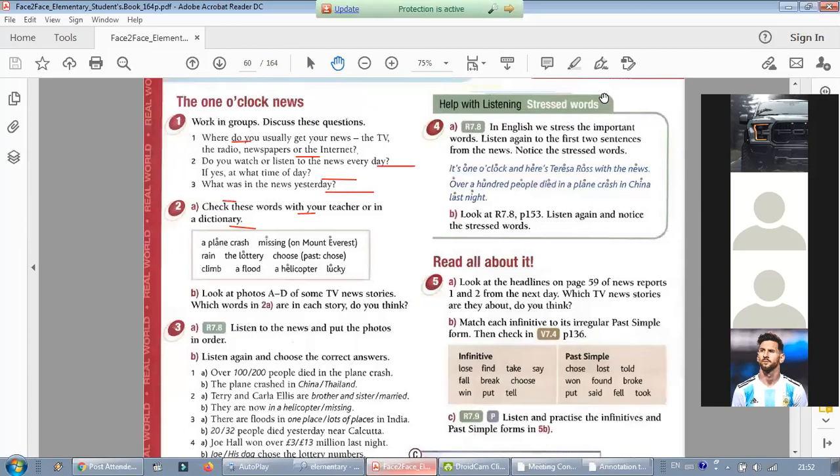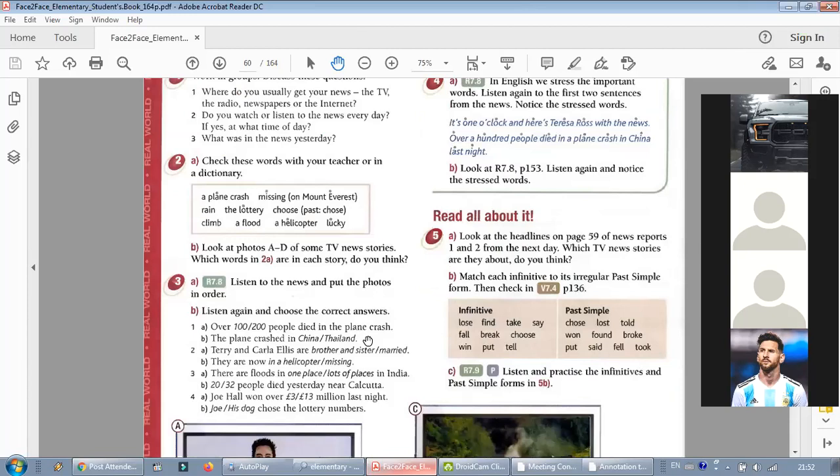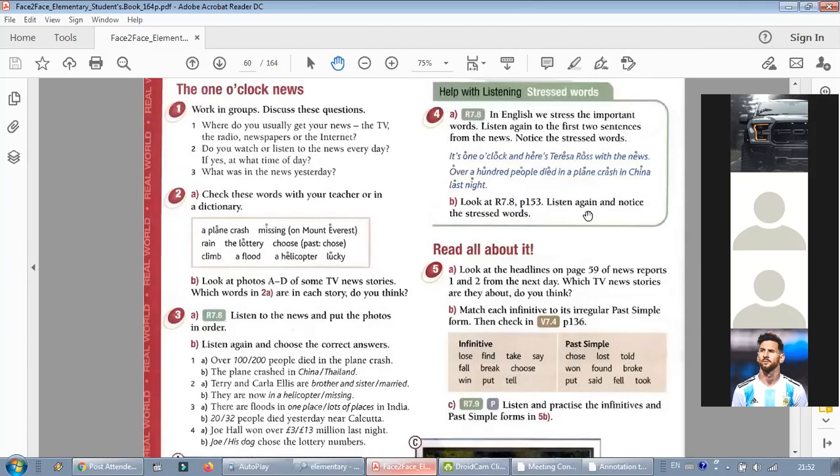All right, so here we're going to talk a little bit about stress. Okay, so let's listen to this. No, I think we listened to it. Okay, there's no need to repeat it. We don't need to repeat this. But here the idea is, when someone is saying something important, especially in the news, there's lots of stress.